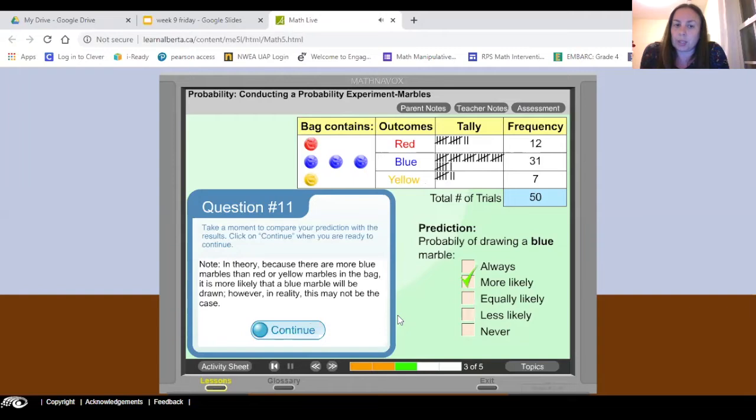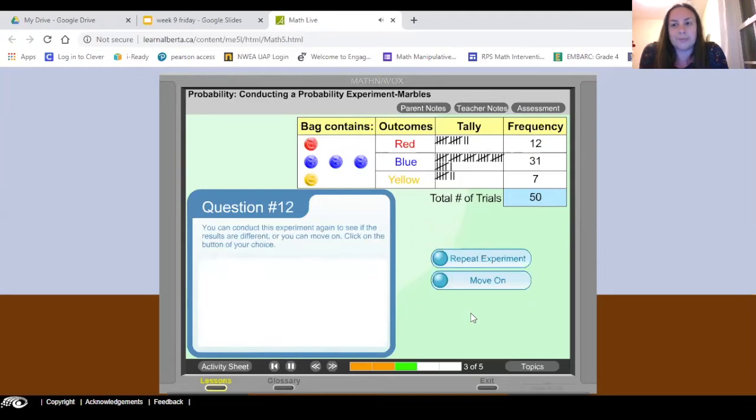So in theory, because there are more blue marbles than red or yellow marbles in the bag, it is more likely that a blue marble will be drawn. However, in reality, this may not be the case, but for our experiment, it was. But you can conduct this experiment again to see if the results are different, or you can move on. Click on the button of your choice.